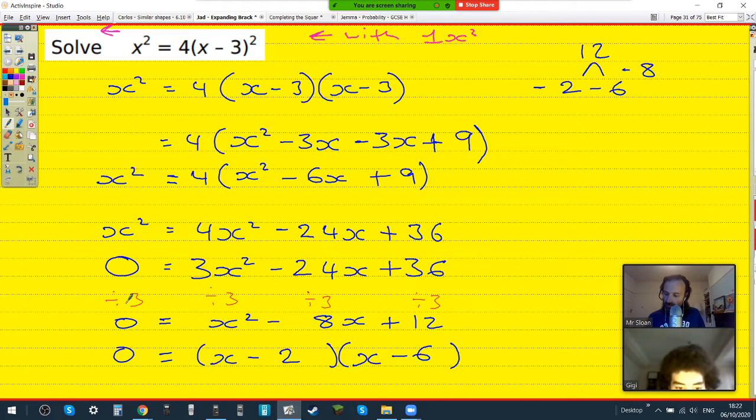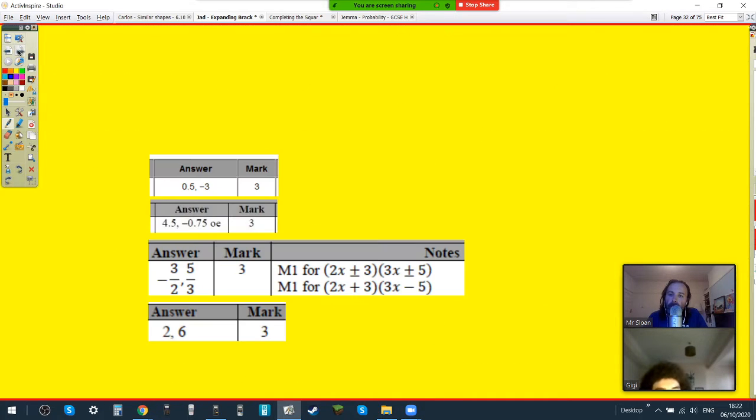So it's either 2 or 6. That's it. x equals 2 or x equals 6. This time you have to make it equal to 0. You just had to do lots of stuff before that. Because of BIDMAS, you have to square before you multiply by 4. So square the brackets, then times by 4, then make it equal to 0. And the trick is if everything is evenly divisible by a number, then you can just divide everything by that number. Any questions about that?